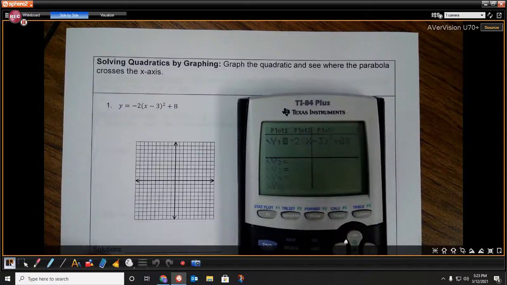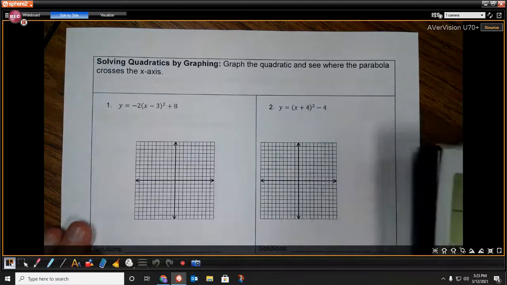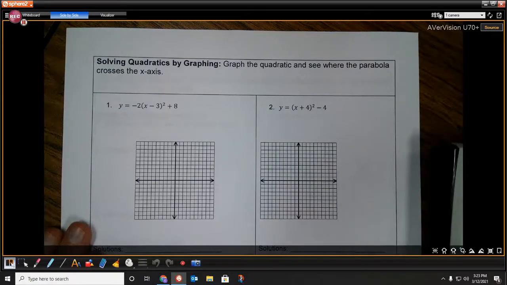So I just want to see, does it cross our x-axis at all? Yes, it does. It crosses it twice. Wonderful. But let's go ahead and use that and we can graph it.